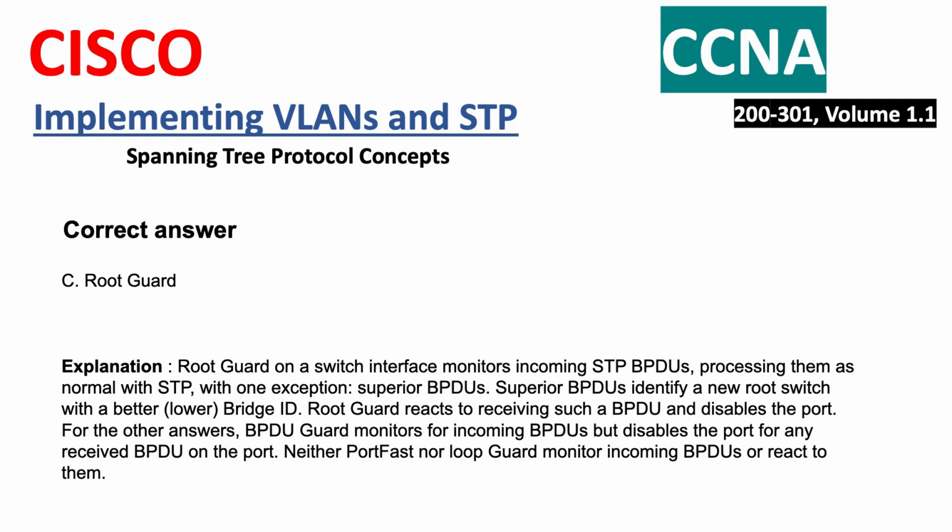Correct answer: C. Root guard. Root guard on a switch interface monitors incoming STP BPDUs, processing them as normal with STP, with one exception: superior BPDUs. Superior BPDUs identify a new root switch with a better, lower bridge ID. Root guard reacts to receiving such a BPDU and disables the port. For the other answers, BPDU guard monitors for incoming BPDUs, but disables the port for any received BPDU on the port. Neither PortFast nor loop guard monitor incoming BPDUs or react to them.